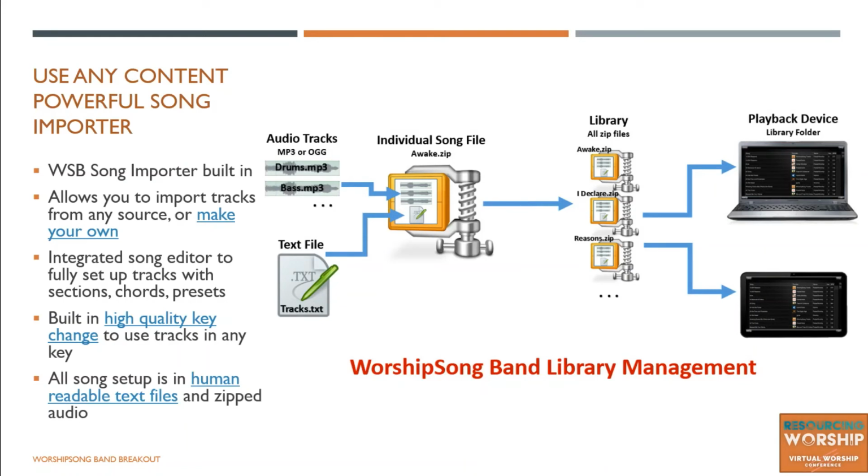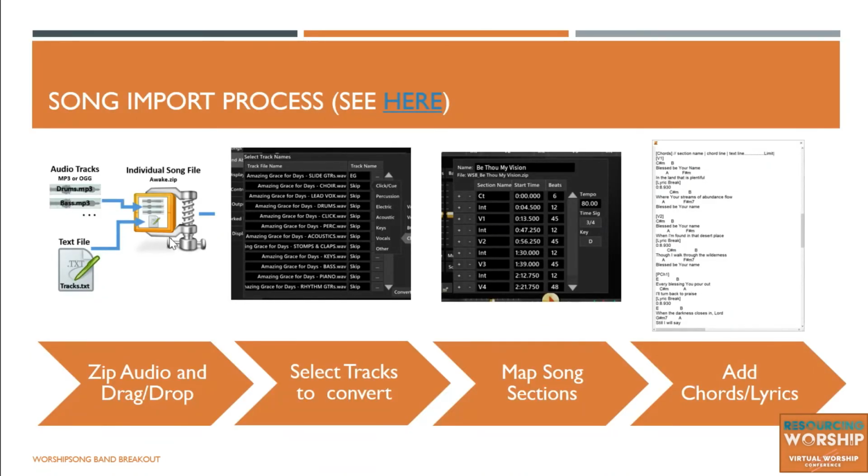And again, like I said, it's all human readable files. So the process basically looks like this. You start with audio tracks, MP3 or WAV. You zip them up into a zip file. You drop them on the app, and then you edit them from there. These are the steps in a flow chart form. I won't actually do this in the app because of time, but this is essentially how the process works.